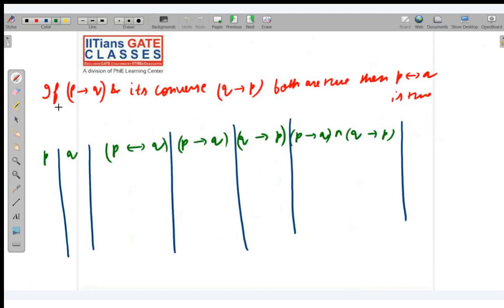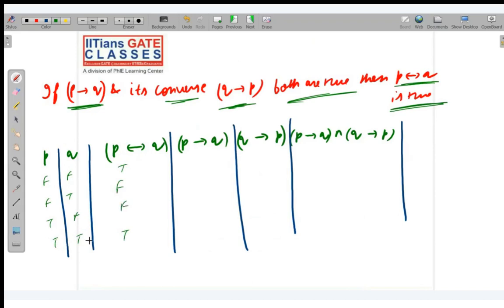So see this. I have told you just now. If P implies Q and its converse Q implies P, both are true, then P double implication to Q is true. Let me prove it now. That is why it is true. See this. False, false, false, true, true, false, true, true. P double implication to Q will be true, true, false, false.